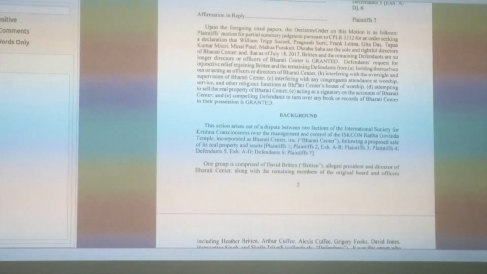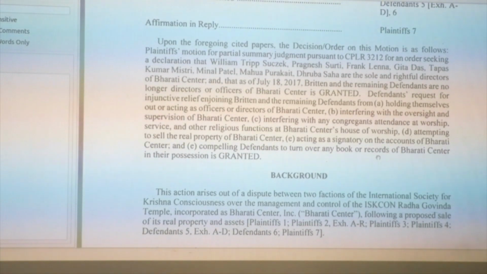She just went out of sync. We granted your request, enjoining these people from doing A, B, C, D, E, and compelling defendants to turn over anything. What happened? 1, 2, 3, 4, and then I went in a different direction.